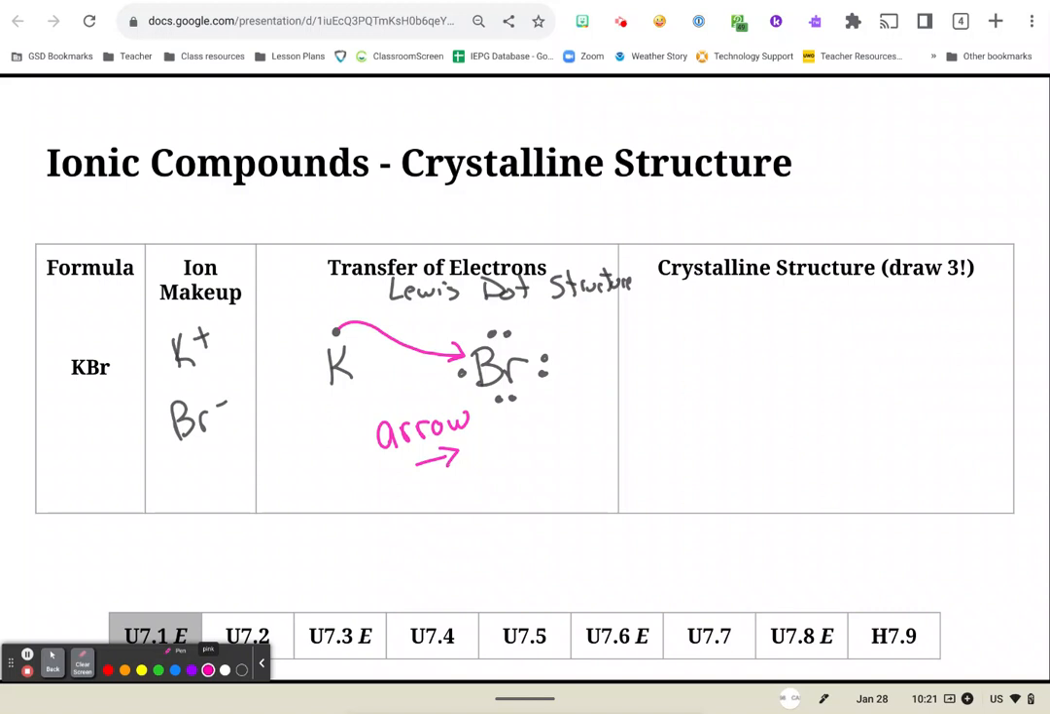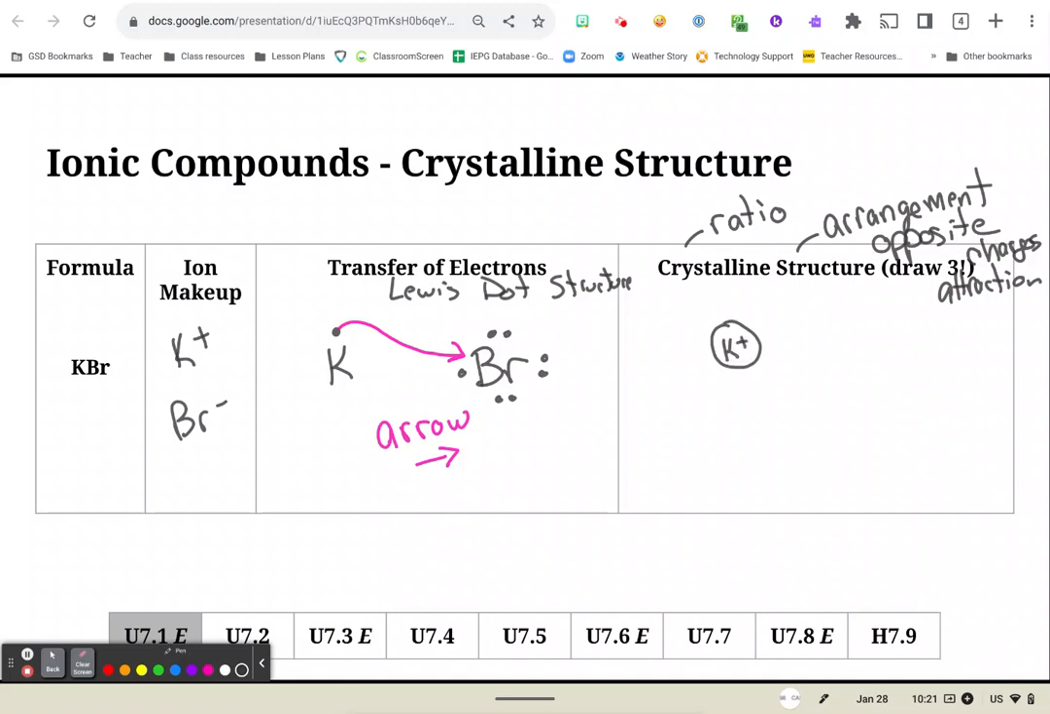Okay, then the crystalline structure. So now the things we want you to show for the crystalline structure, we want you to recognize the ratio that those ions are in, as well as the arrangement showing that opposite charges attract. Half of chemistry is opposite charges attract. The other half is everything wants to be stable. So I'm going to start with the ratio. So I need a potassium ion attracted to a bromine ion. So we want you to draw, you're just going to use a circle to represent the ion and put the symbol and the charge in there.